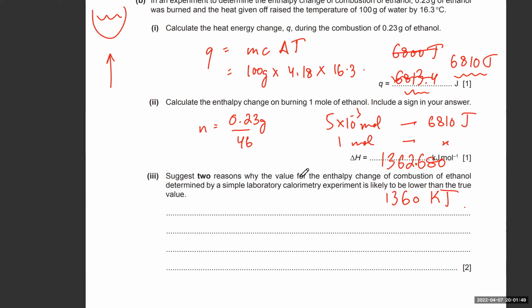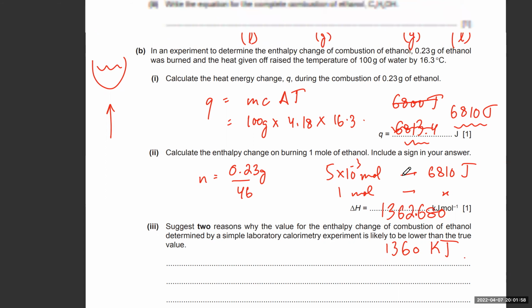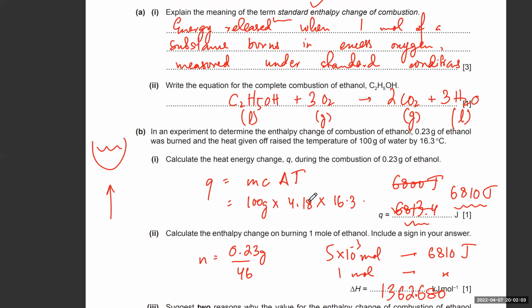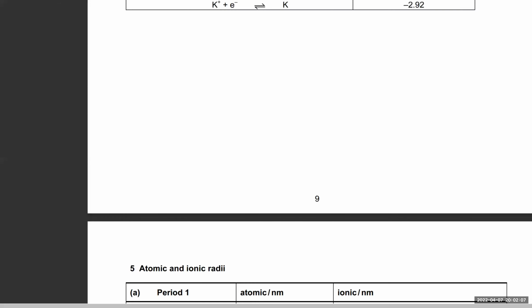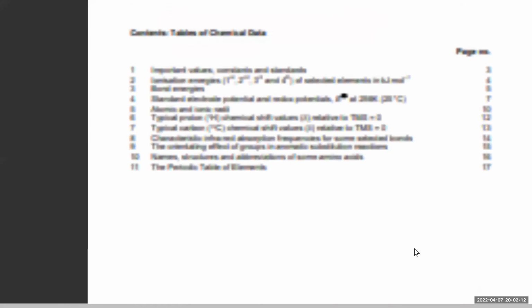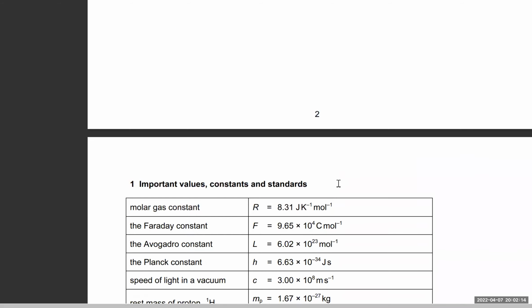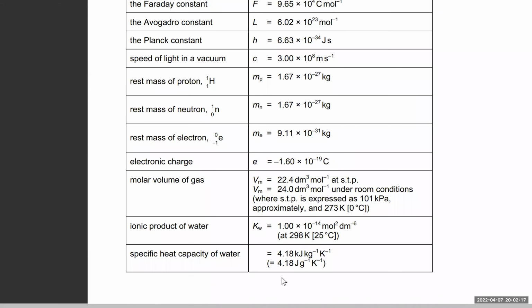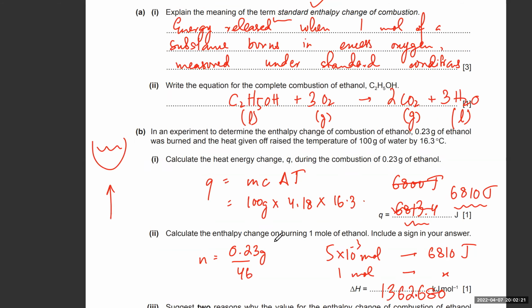Yes, sir. I have a question. Will we be given the specific heat capacity like in the question above? Yes, it will be given now, but remember it's going to be 4.18. Previously it was written in the data booklet somewhere, but now you're not going to have the data booklet, so it would be written in the question, somewhere at the start. Okay, sir, thank you.